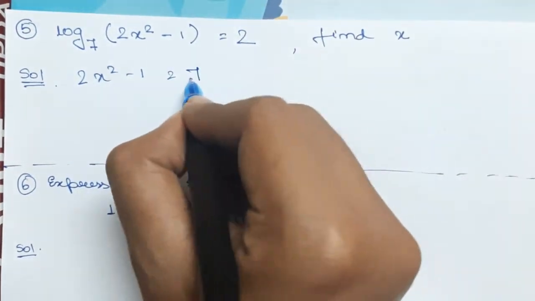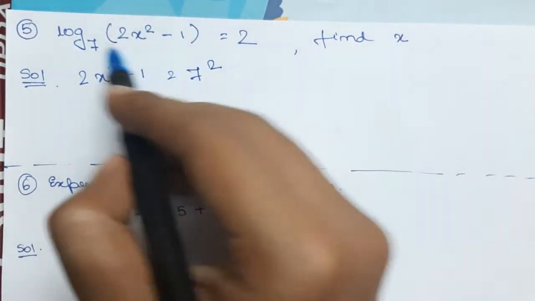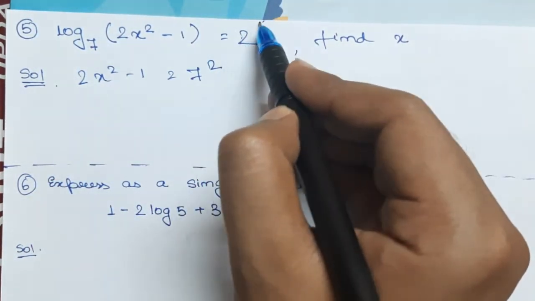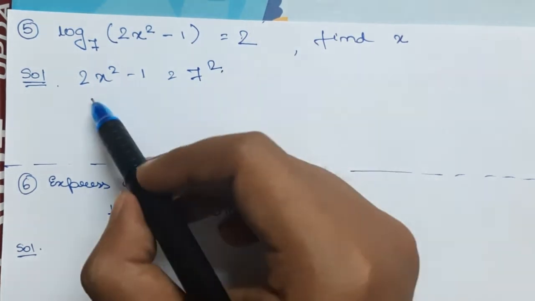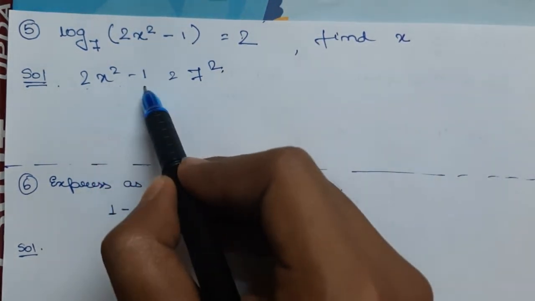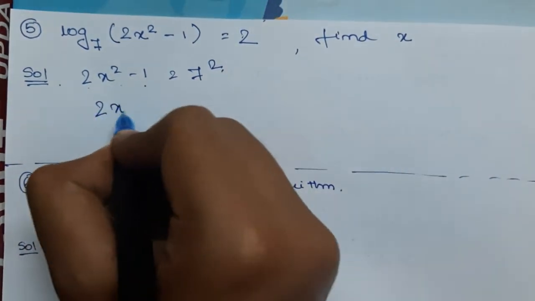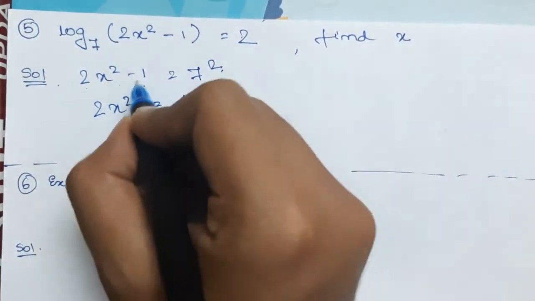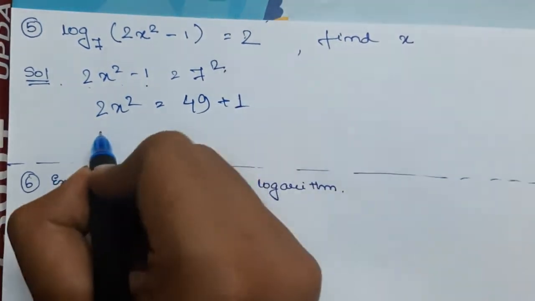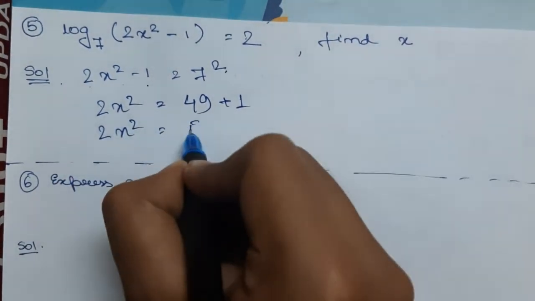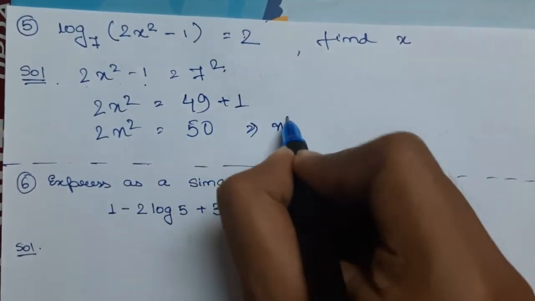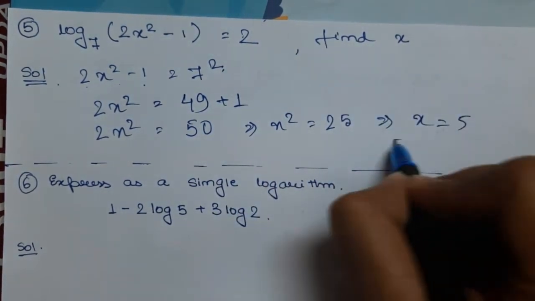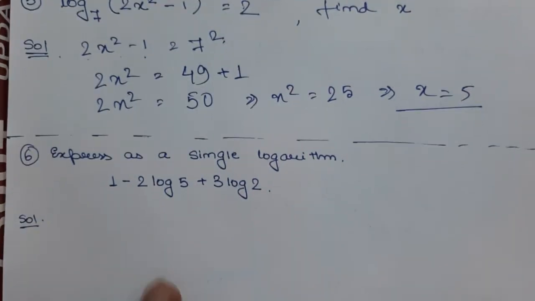Okay, so the exponential form occurs like this. If you remember, push 7 this side and it will come to square. The 2 will move up, so it will become 7 square, and the remaining is 2x square minus 1. Now it is easy, right? So 7 square is 49, and here minus 1 will come here plus 1, so it will come to 50. Now x square is equal to 25 and x equal to 5, right? So the value of x here is 5. It's a very easy problem.